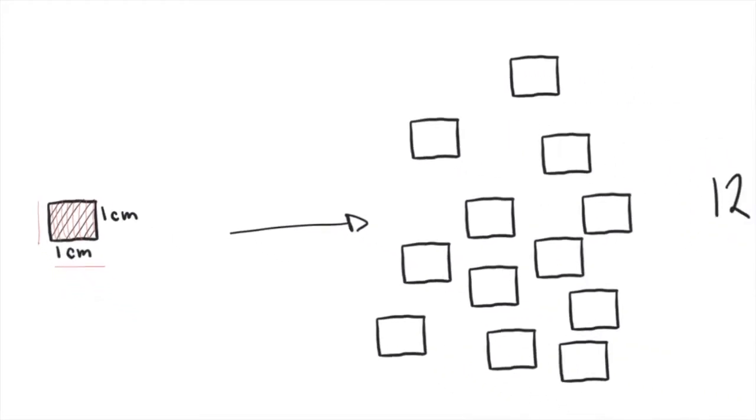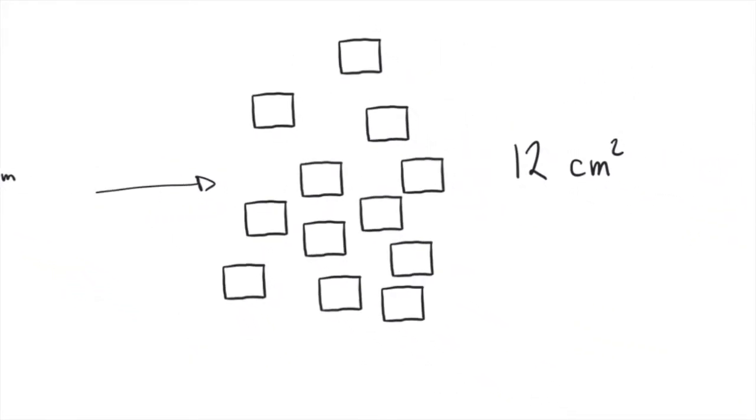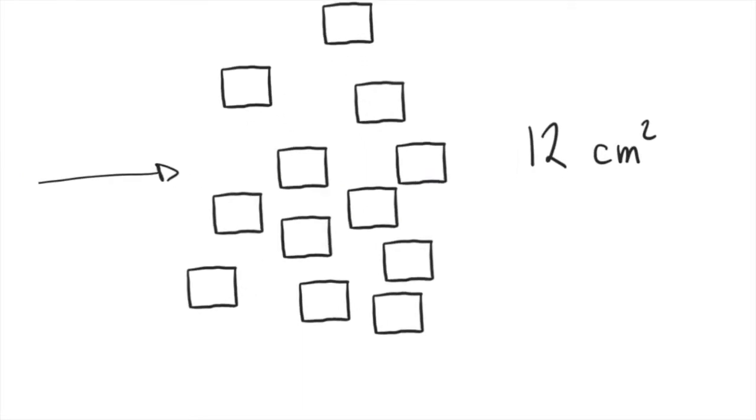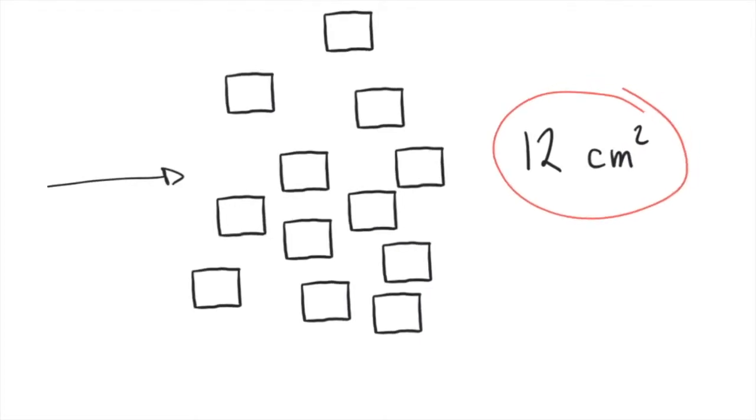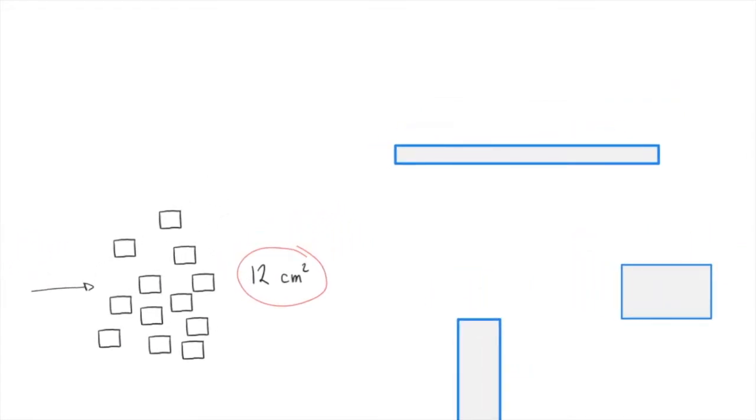Here are a whole bunch of square centimeters. There are 12 of them, to be exact. So I could say that right now I have 12 square centimeters. So here I have 3 rectangles. Each of them has different dimensions. Their sides and lengths are all different. But I'll tell you right now, each of them has a measure of 12 square centimeters.